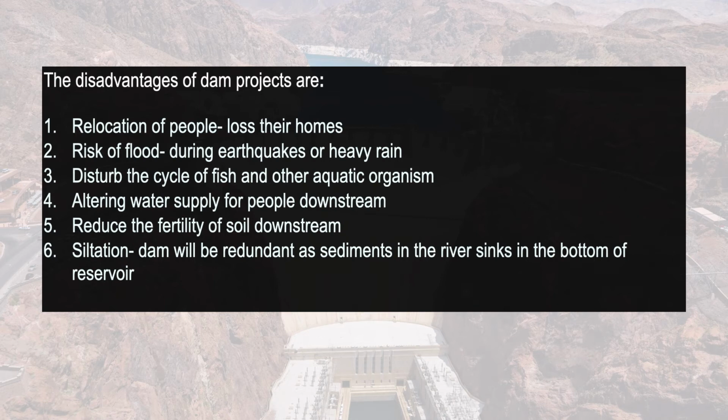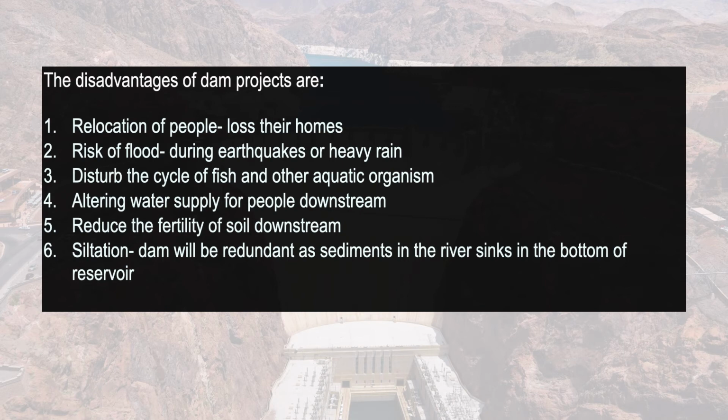Not only that, the dam also has a risk of flood, especially during an earthquake. The wall will start to crack and eventually the water will burst out from the wall, or during heavy rainfall. When there is heavy rainfall, the dam is unable to hold the water behind the dam, in the reservoir, anymore, so they have to open the dam and eventually the water rushes into the nearby area. It can cause a flood.